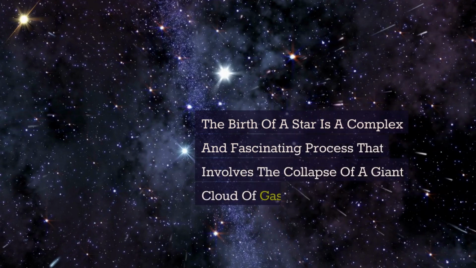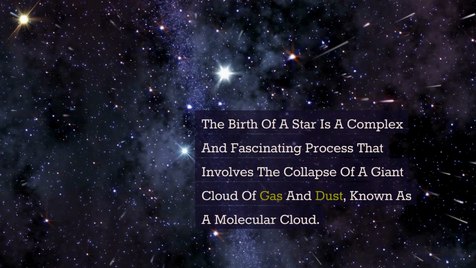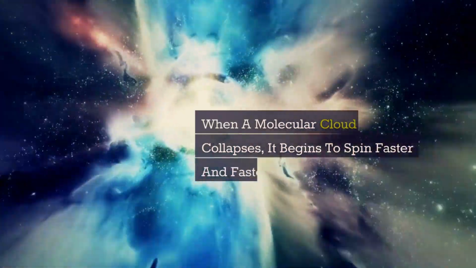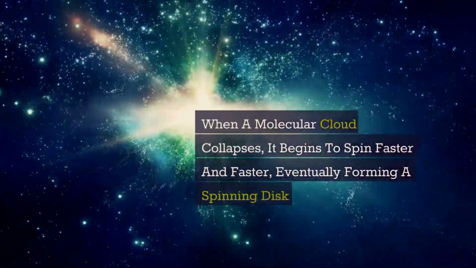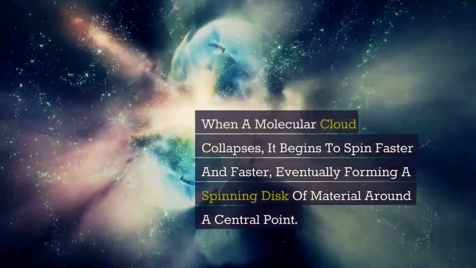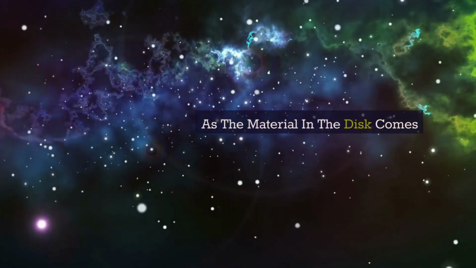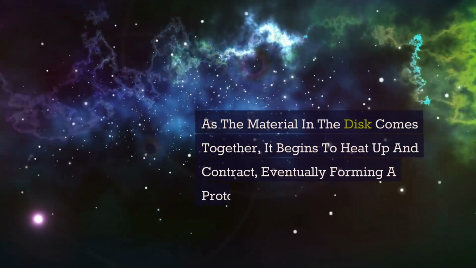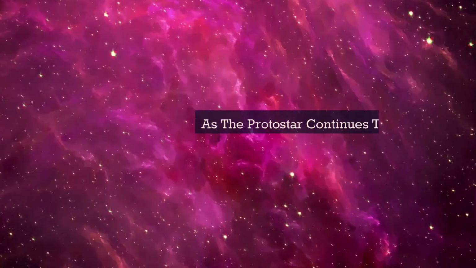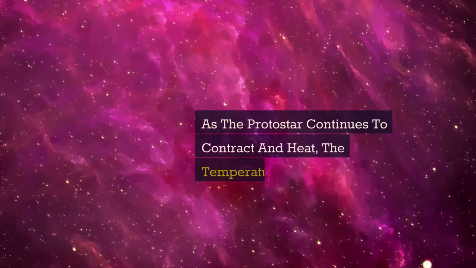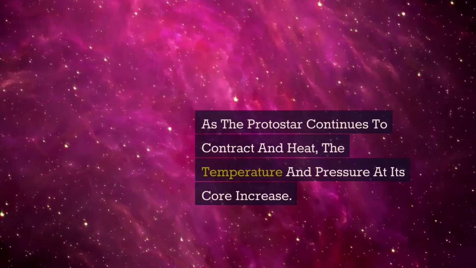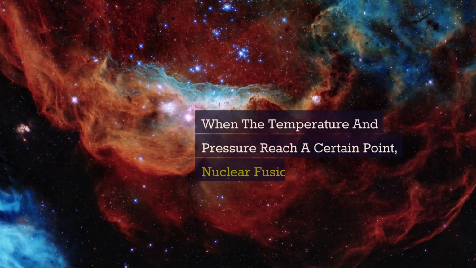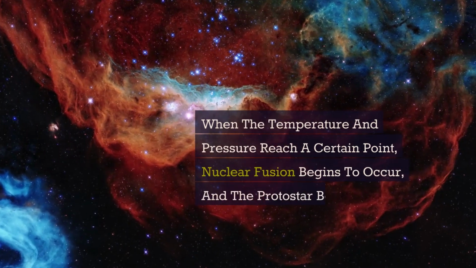The birth of a star is a complex and fascinating process that involves the collapse of a giant cloud of gas and dust, known as a molecular cloud. When a molecular cloud collapses, it begins to spin faster and faster, eventually forming a spinning disk of material around a central point. As the material in the disk comes together, it begins to heat up and contract, eventually forming a protostar. As the protostar continues to contract and heat, the temperature and pressure at its core increase. When the temperature and pressure reach a certain point, nuclear fusion begins to occur, and the protostar becomes a star.